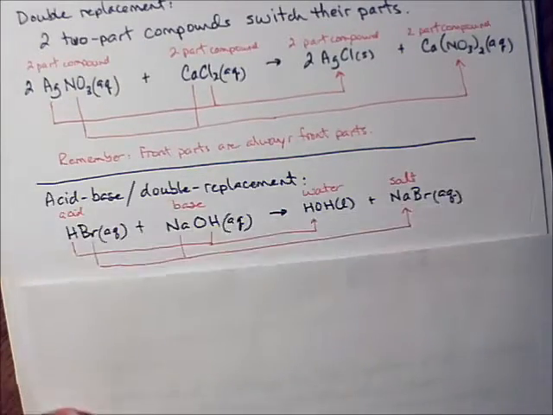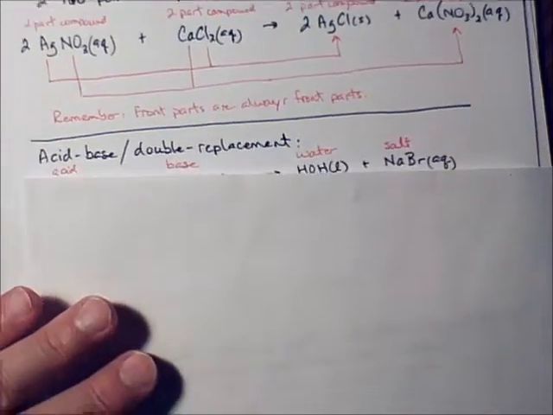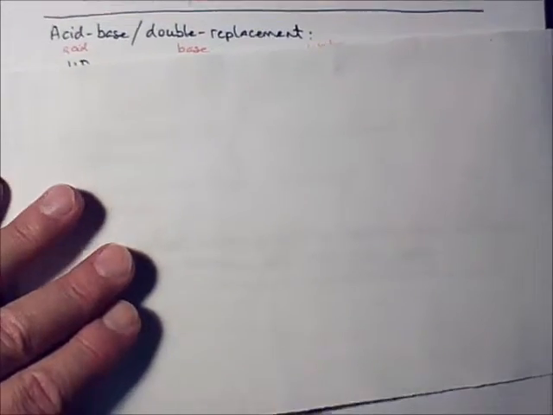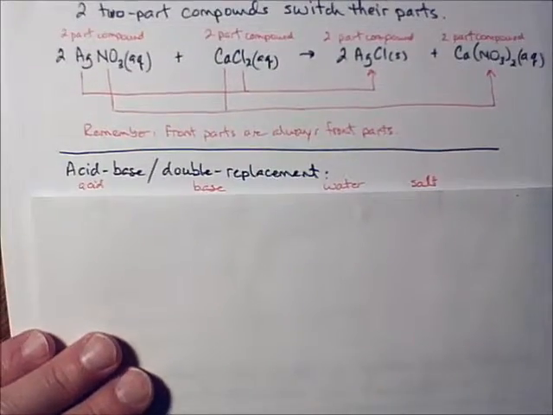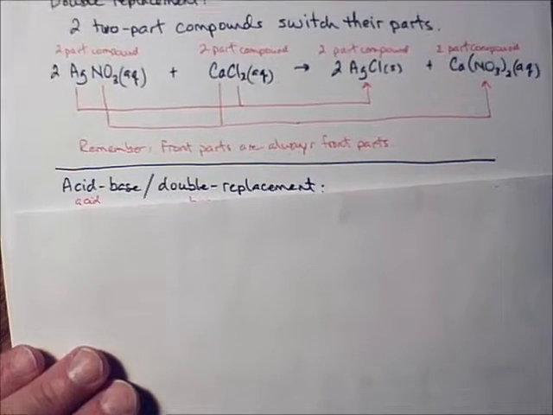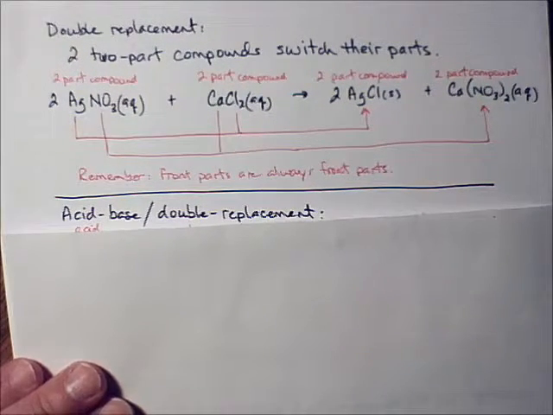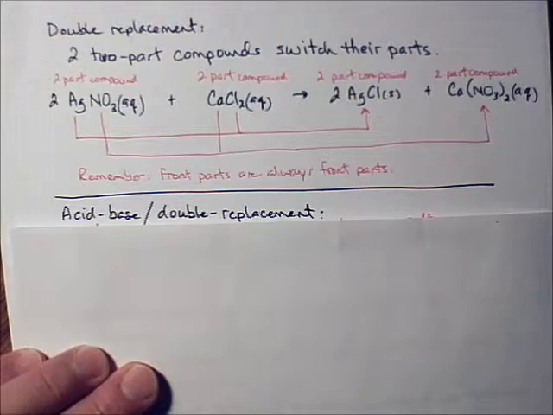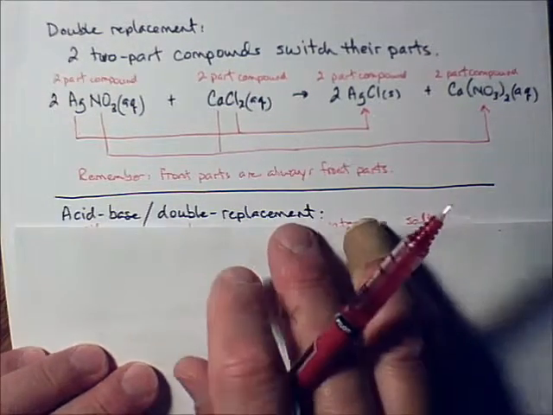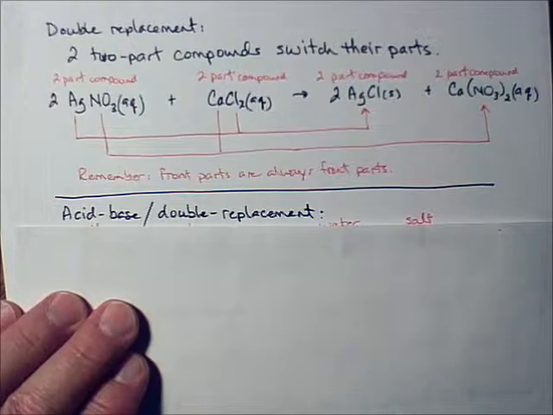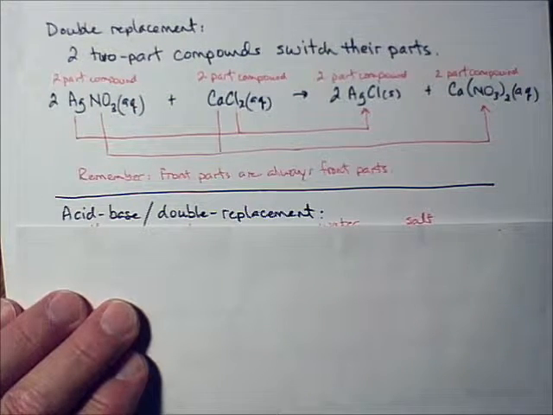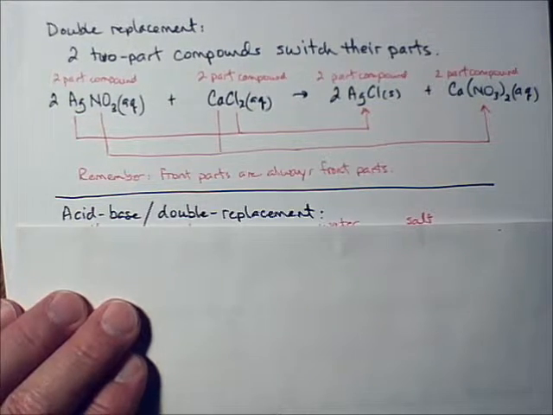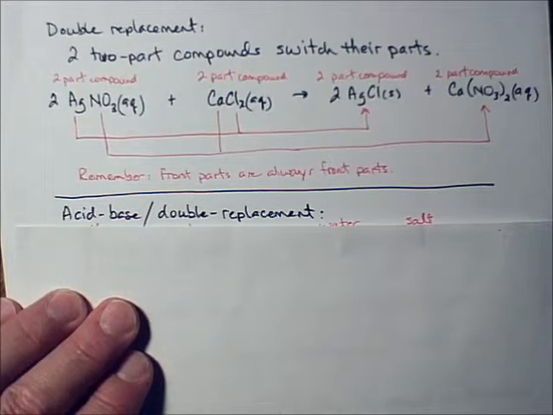Let's talk about acid-base double replacement. Now, I've combined those together because in this class, the only kind of acid-base reactions we're going to be dealing with will be double replacement reactions. Okay? Acid-base double replacement. We already know what an acid formula for this class at least looks like. How do you recognize a formula for an acid?